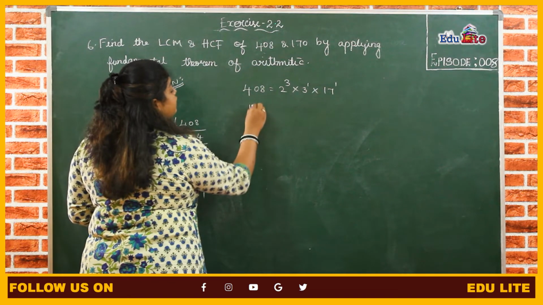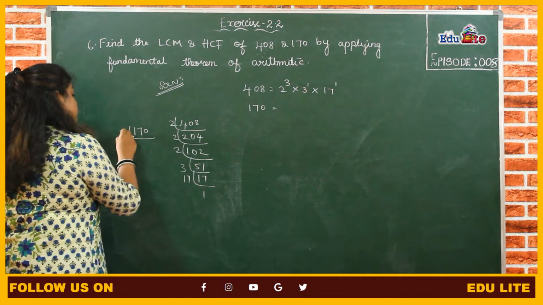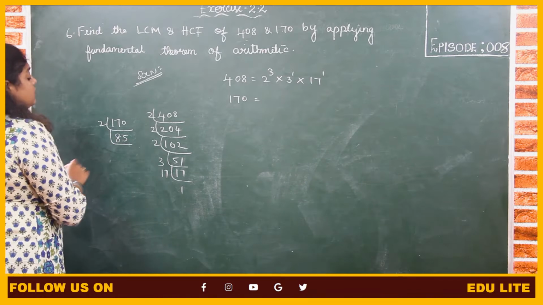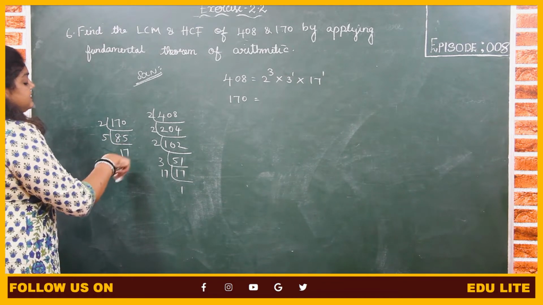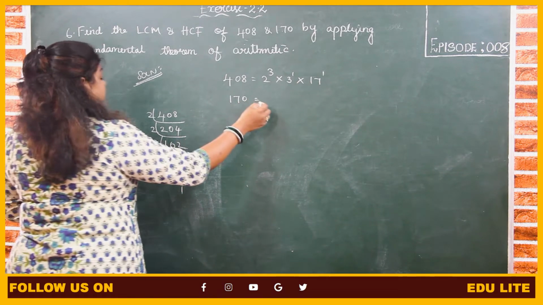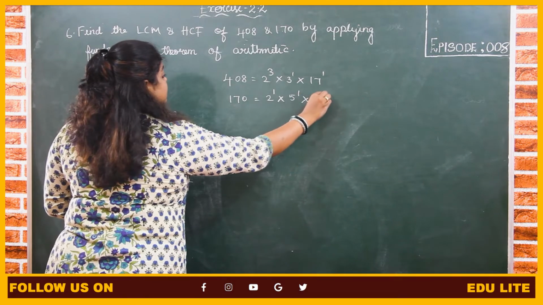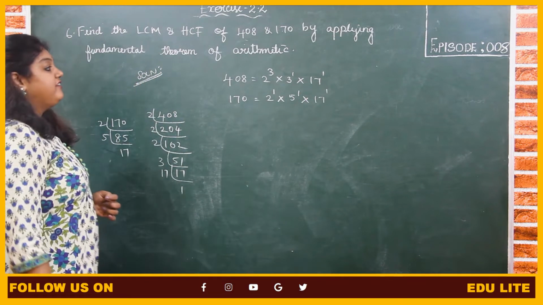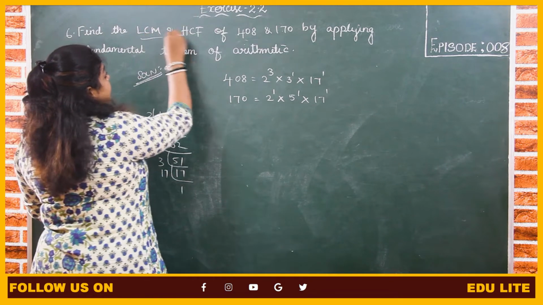Similarly, we will do the same for 170. So 170 can be expressed as, we'll choose 2. Divided by 2 we get 85. Divided by 5 we get 17. 170 can be expressed as 2 power 1, 5 power 1 into 17 power 1. We have expressed the factors of both the numbers. We have to find the LCM and HCF.